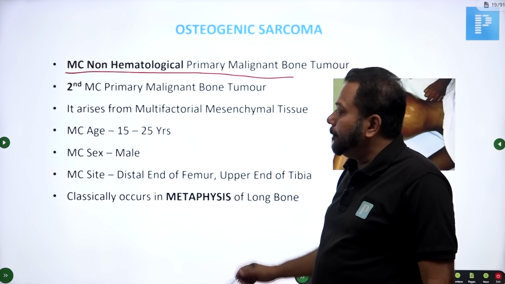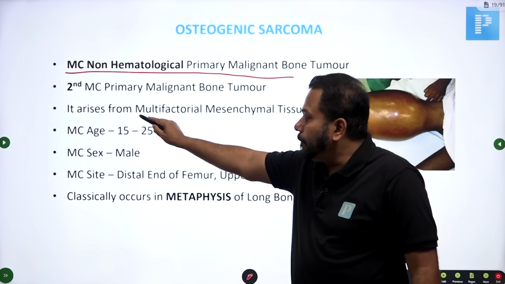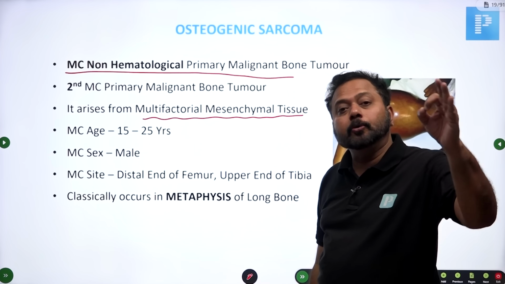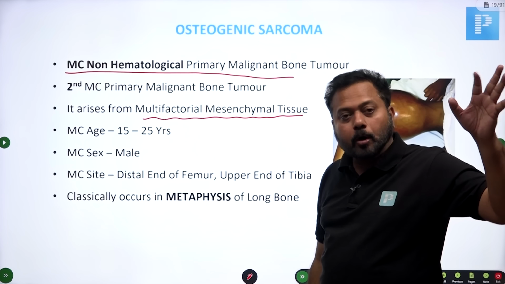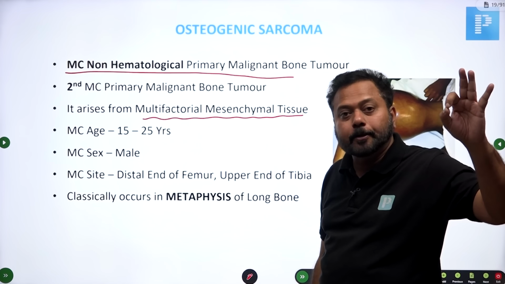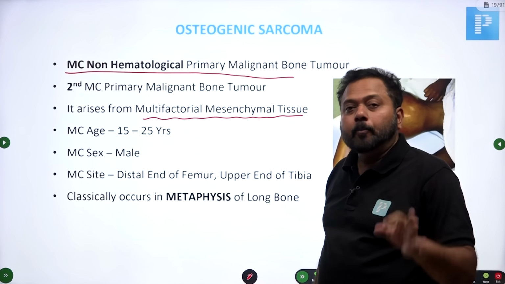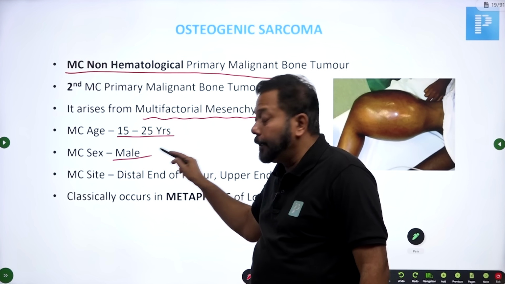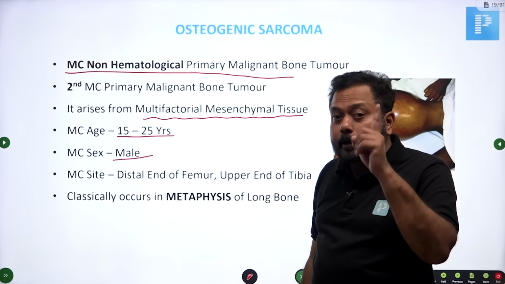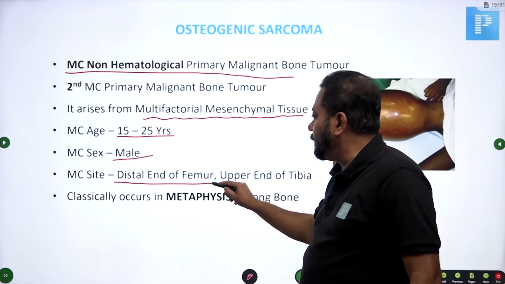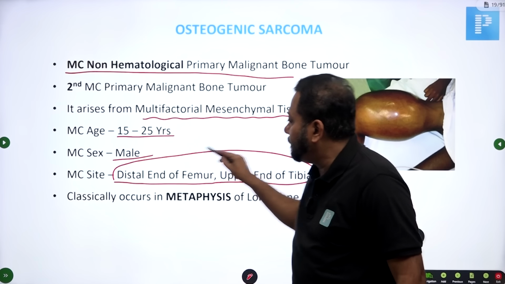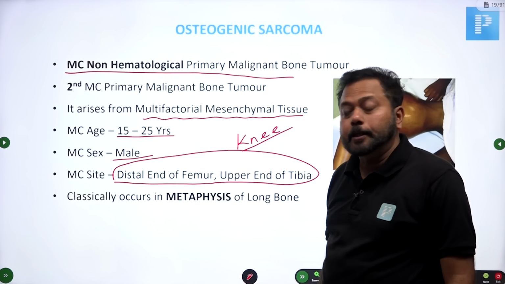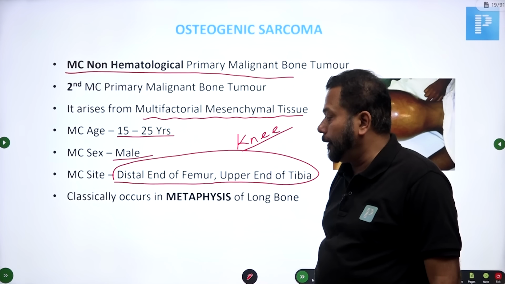It arises from multipotent mesenchymal tissue. Ewing sarcoma arises from endothelial cells of the bone marrow. Osteogenic sarcoma arises from mesenchymal tissue. The most common age, a several times repeated question, is 15 to 25. Most common in males. The most common site, a 1 lakh times repeated MCQ, is the distal end of the femur and upper end of the tibia. That means the knee joint. Most common site of osteogenic sarcoma is the knee joint. Age is 15 to 25.